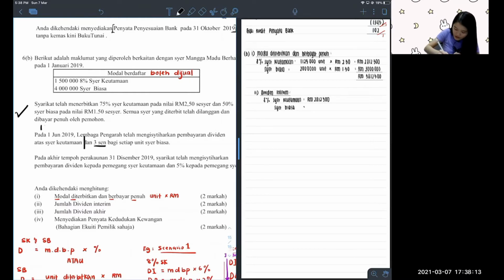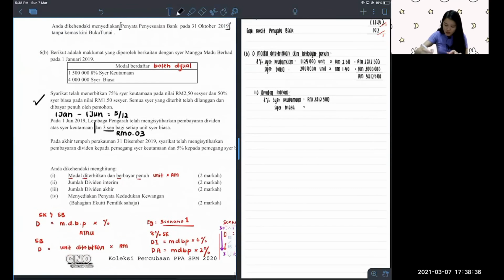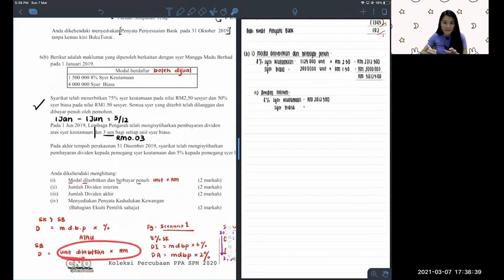So how to count, yeah? You see like this, 1st January until 1st June. Is it 6 months or not? Be careful, yeah? It's not 6 months because June is 1st. We can only count until 31st of May. So it's 5 months for share keutamaan. But for share biasa, no need one lah. Just put 0.03. Just that the formula you use will be unit diterbitkan multiplied by RM.